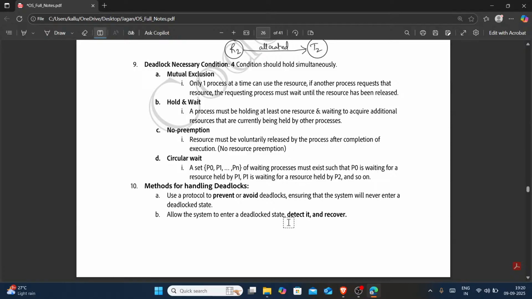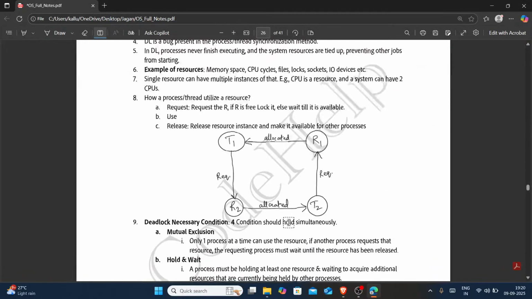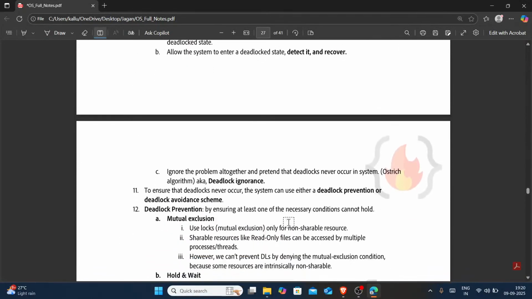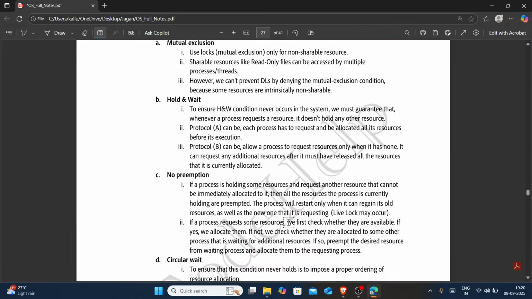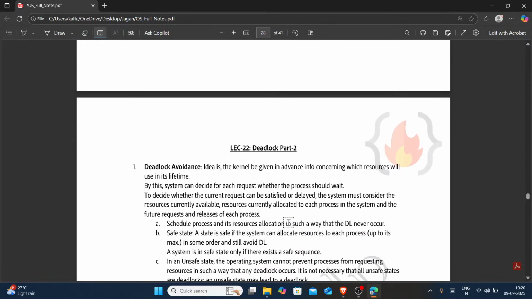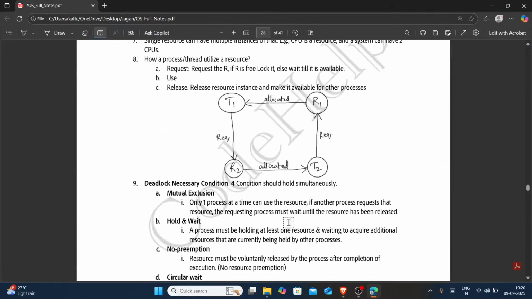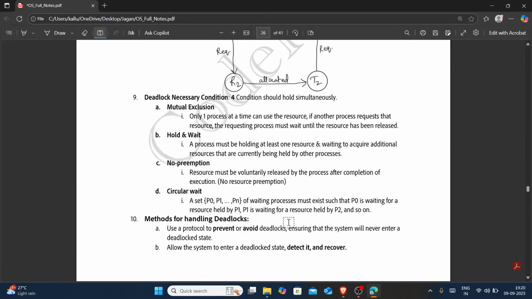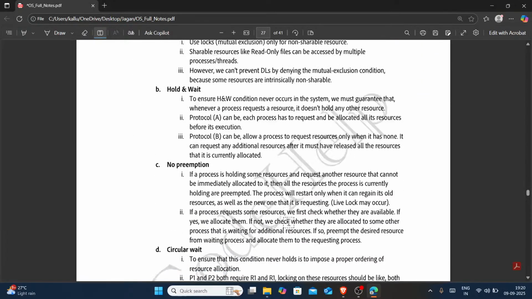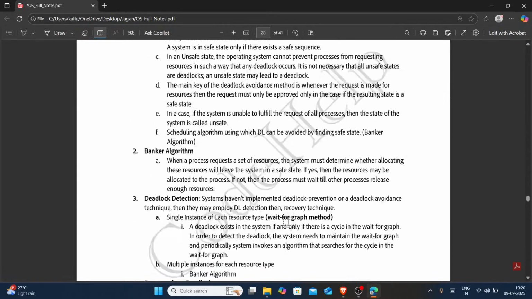Okay, deadlock. These are easy. This is deadlock prevention, deadlock avoidance.